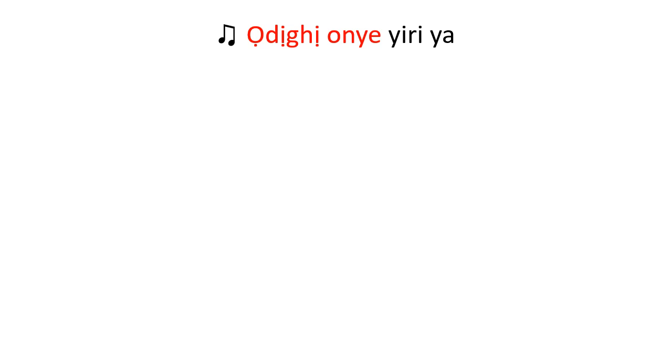Now we're ready for the first line of the song. Ọdị onye yiri ya. To begin, let's look at the first 2 words. Ọdịghị onye. Ọdị comes from the verb ịdị. Ịdị is one of the to-be verbs. We'll see another to-be verb later on. In this form, ọdịghị, it means there isn't.